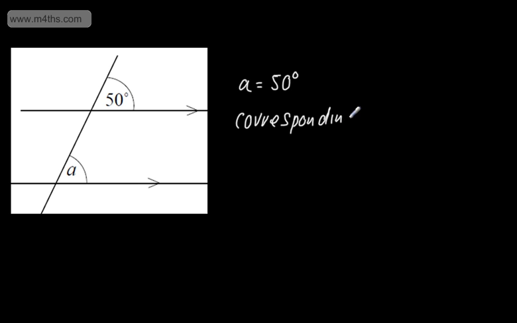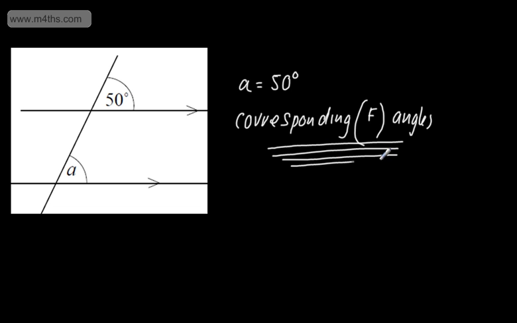So writing this in, corresponding and then F angles. So they are equal. If you're asked for a justification, that is your reason. 1 mark often for this, 1 mark for that. So nice and straightforward. And if it said now find the angle just here, B, then that would be 130 degrees. Either because angles on a straight line sum to 180 or because we've got co-interior angles.